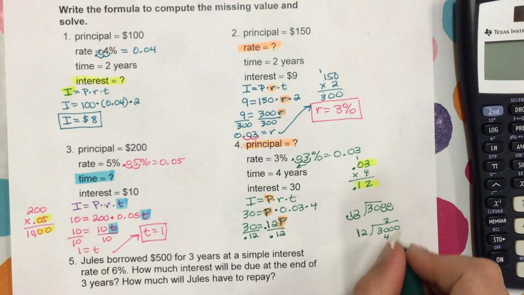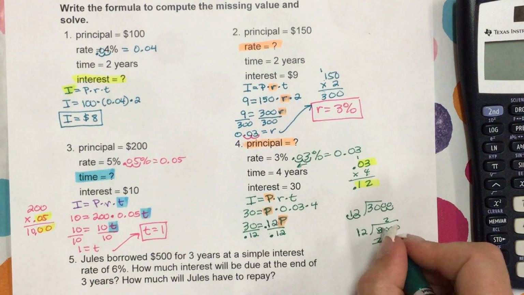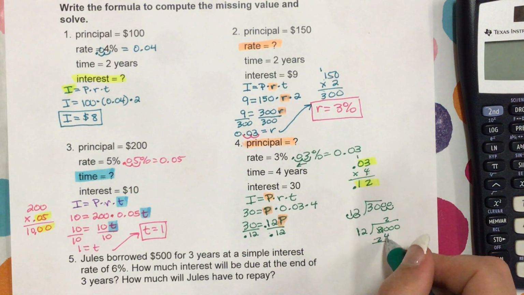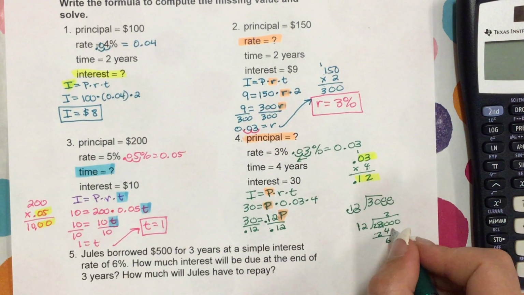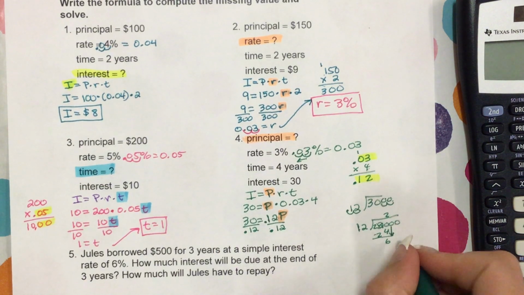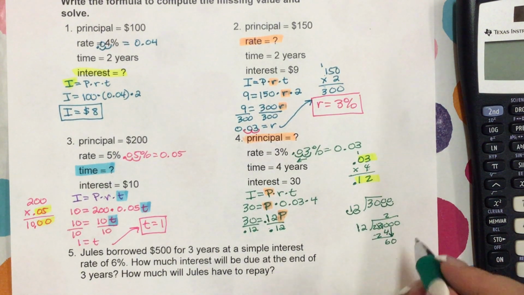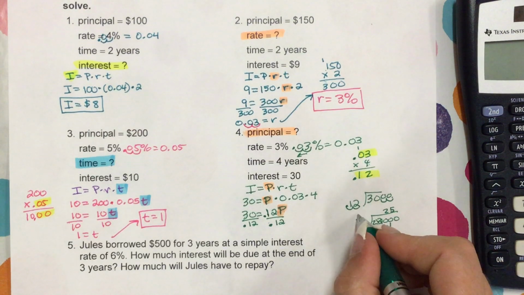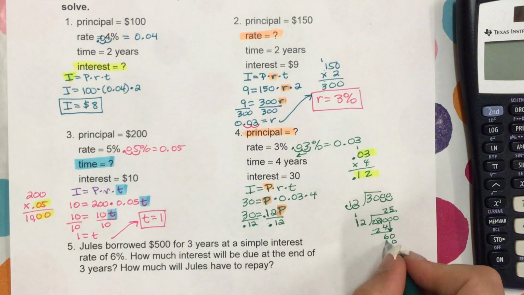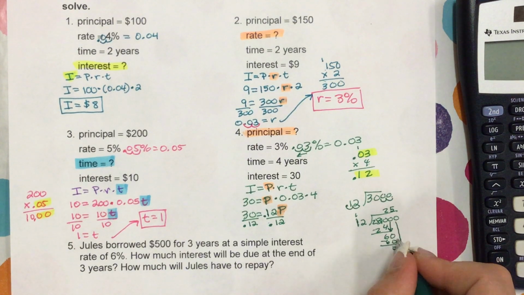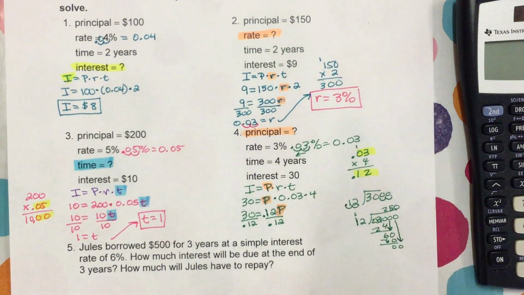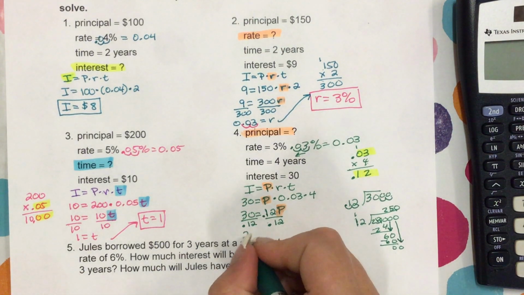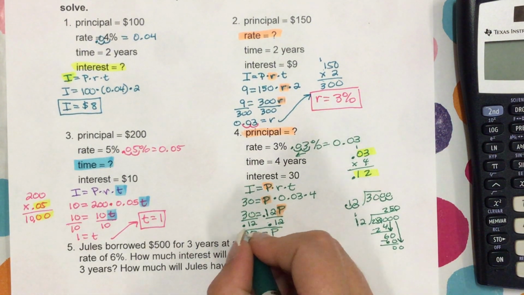2 times 2 is 4. 2 times 1 is 2. We subtract, and I need to borrow. 10 take away 4 is 6, and that's a 2. Then we drop down this 0 here. How many times does 12 go into 60? It goes in 5 times. 5 times 2 is 10, so write the 0 and carry the 1. 5 times 1 is 5, plus 1 is 6. So we have no remainder. Then we drop down that 0, and 12 can't go into there. So our answer ends up being 250. So 250 is our original principal.